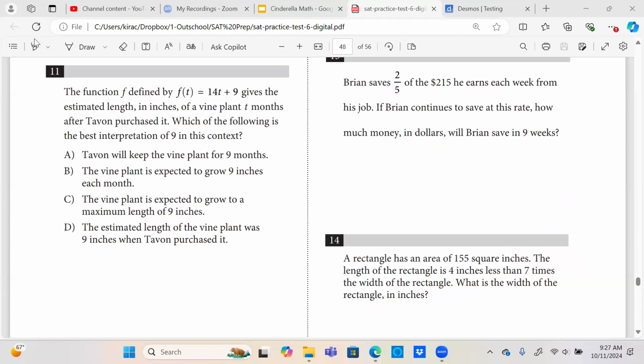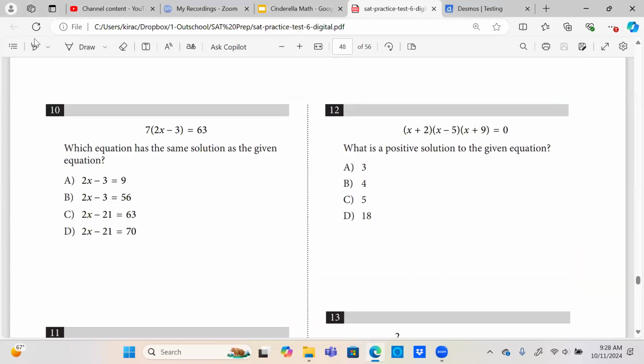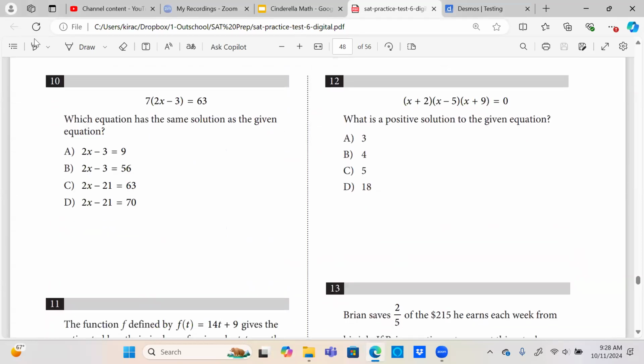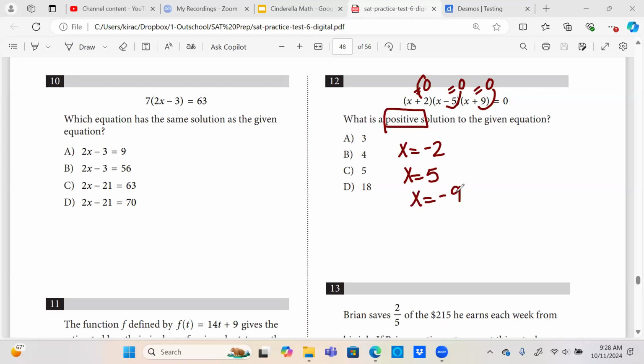Coming to 12. What is a positive solution to the given equation? Okay, so that thing's already been factored, and then our solutions are where these equal 0. So if you set this equal to 0, the 2 would come over, and that's x equals -2. Set this to 0, the 5 would come over, and that's x equals 5. Set this to 0, the 9 would come over and be x equals -9, and they're asking for the positive. The only one of these three that's positive is 5.